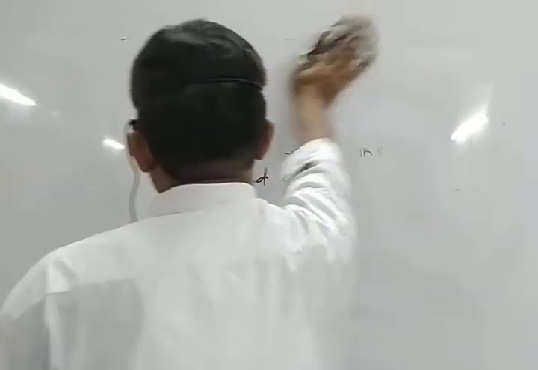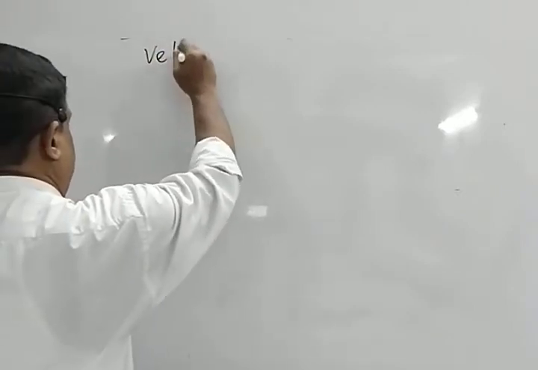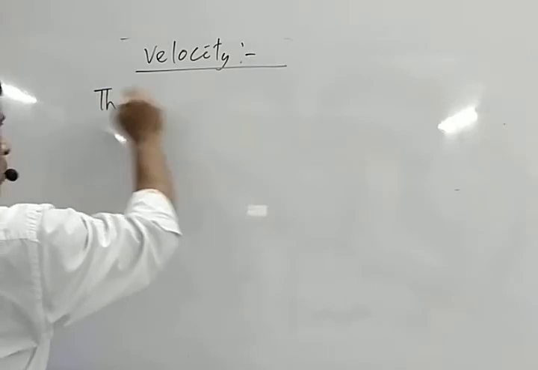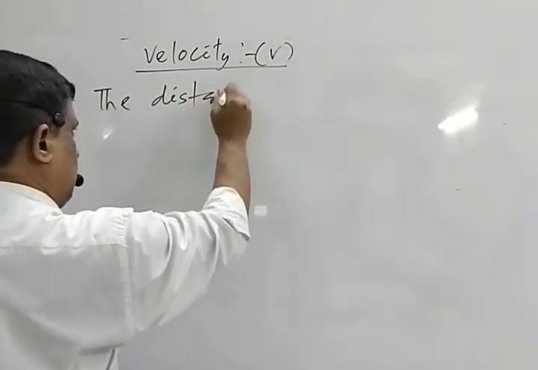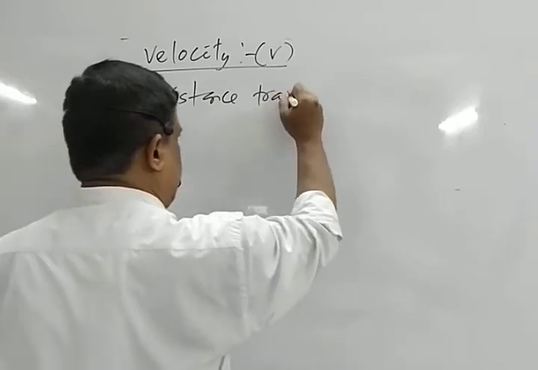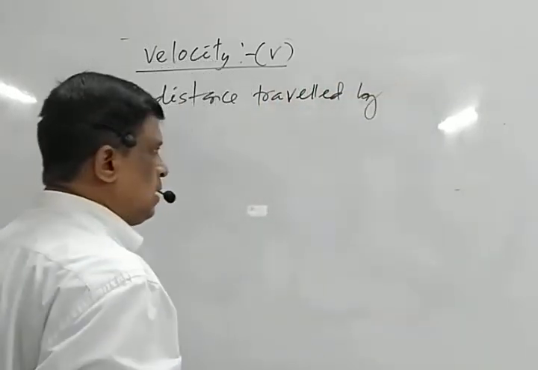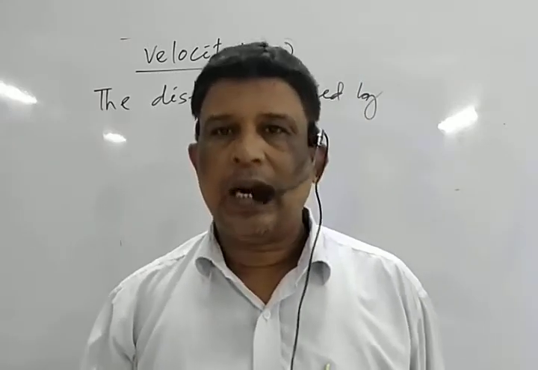Next is velocity, symbol V. What is known as velocity? The distance traveled by a body in 1 second.